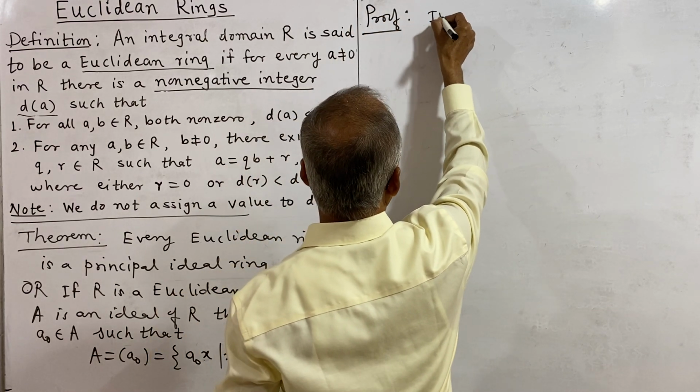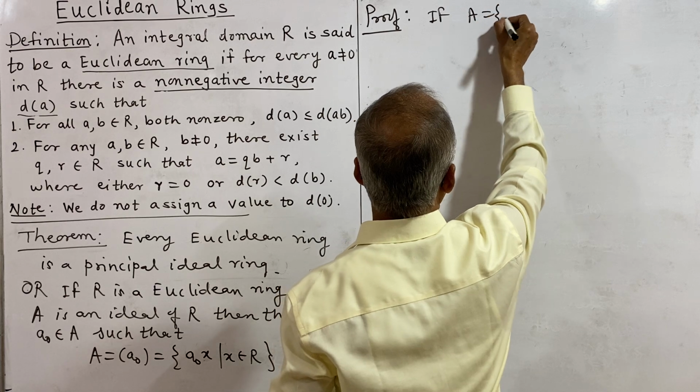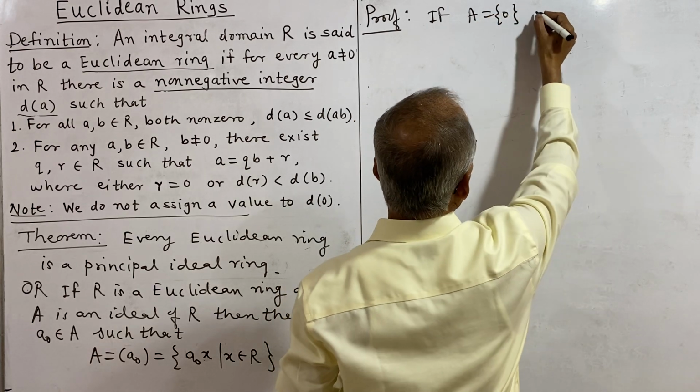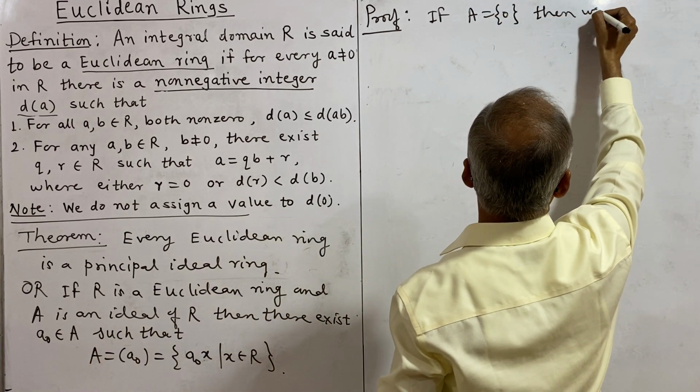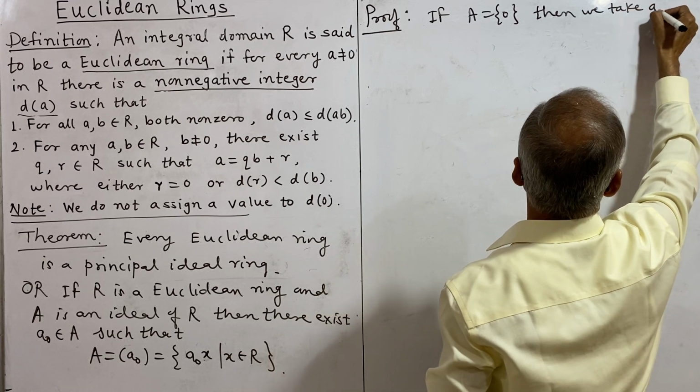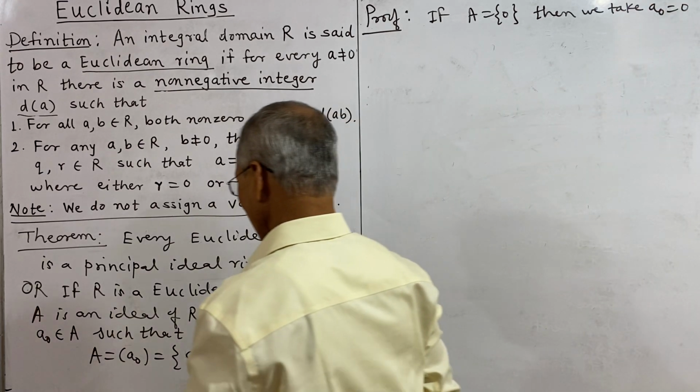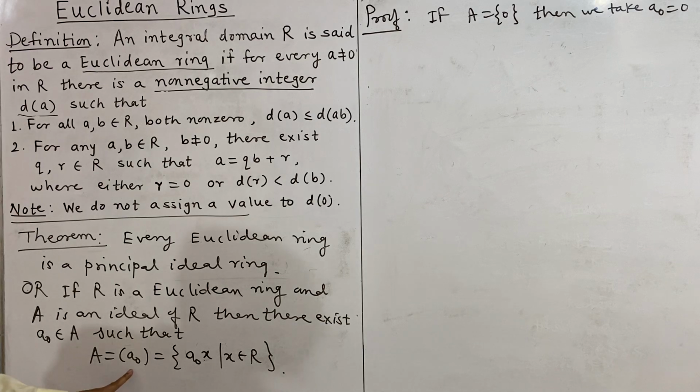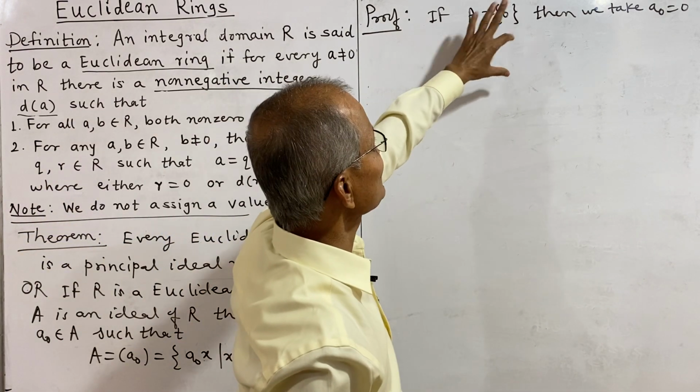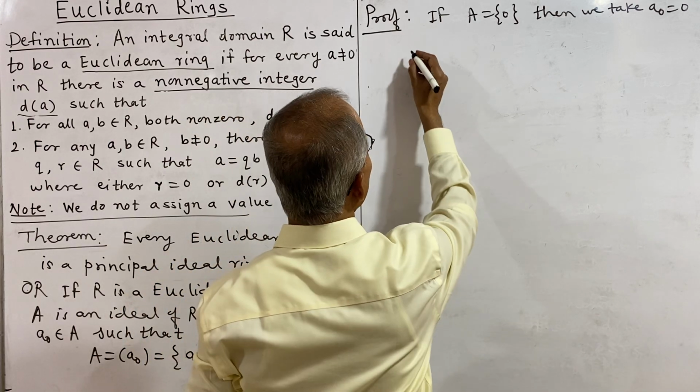If A is the 0 ideal or null ideal, then we take a0 equal to 0. And if we take a0 equal to 0, then A will be generated by 0, all multiples of 0 will be 0, and thus the theorem holds.